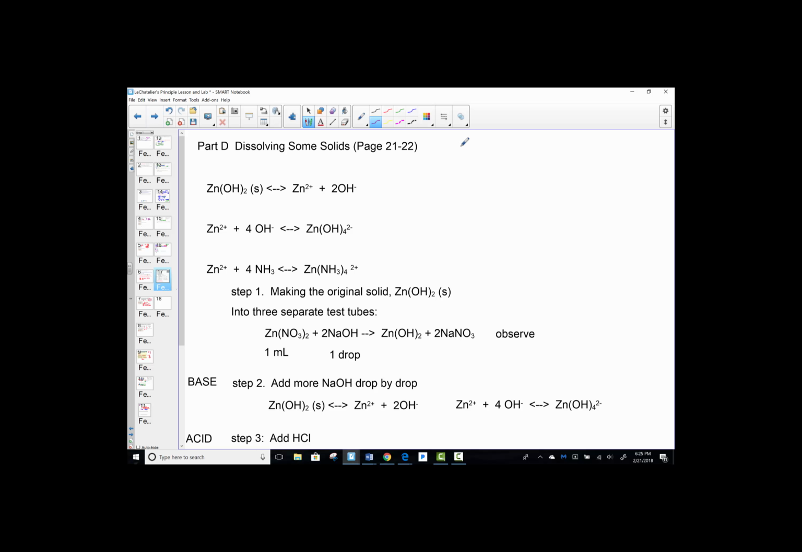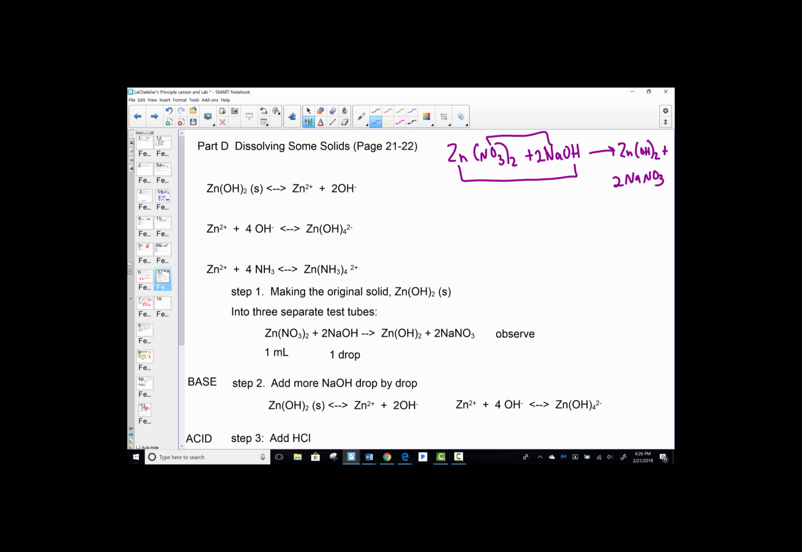First of all, it says go get some zinc nitrate, Zn(NO3)2, and you're going to drop in some sodium hydroxide into a test tube. You'll do this 3 separate times into 3 separate test tubes. Now look at the pattern of change. Double displacement, you form zinc hydroxide and sodium nitrate.